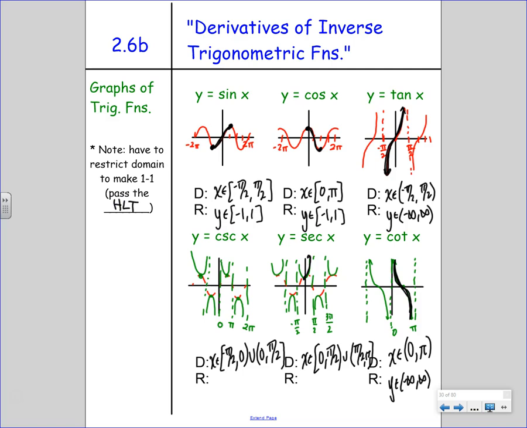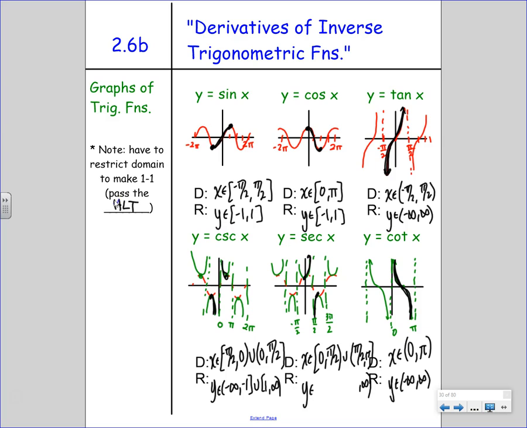Secant's kind of nasty. That's its principal part. And cosecant's kind of nasty. That's its principal part. How high? Negative infinity up to negative 1. Then from 1 to infinity. Negative infinity up to negative 1. Then from 1 to infinity. Open and closed.